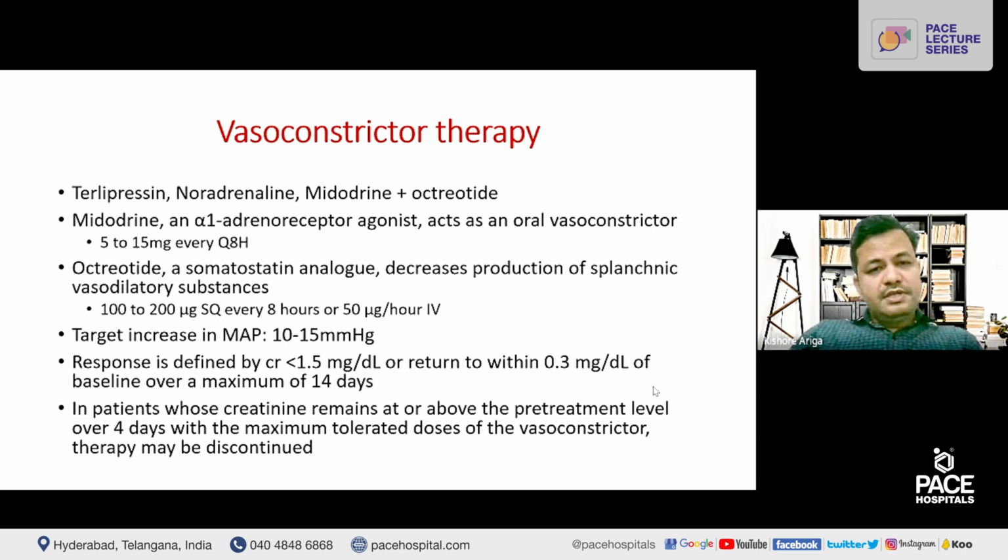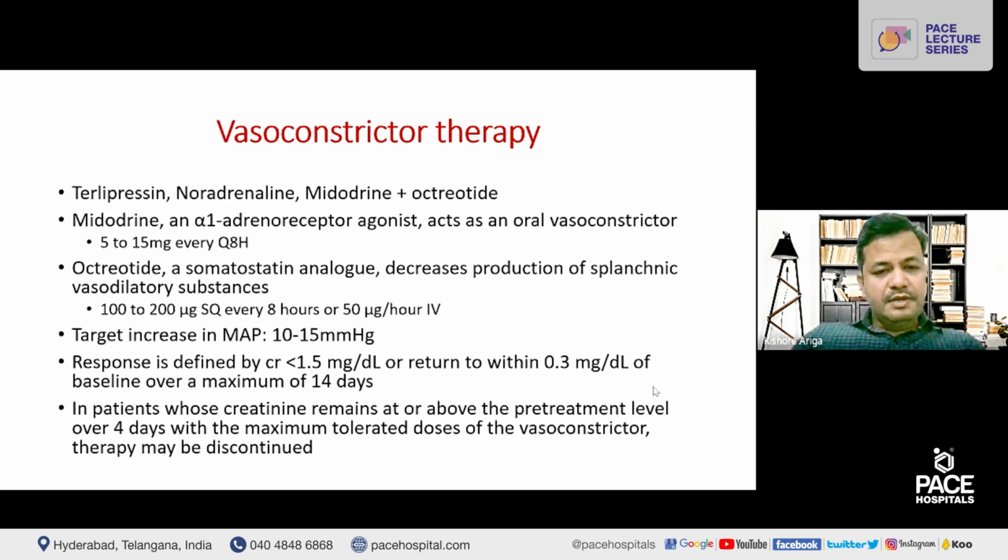Coming to vasoconstrictor therapy, normally we use terlipressin, noradrenaline, and midodrine plus octreotide. Midodrine is an alpha-1 adrenergic receptor agonist which acts as an oral vasoconstrictor. Dose is usually 5 to 15 milligrams every 8 hours, and it can be titrated. Octreotide is a somatostatin analog. It decreases the production of splanchnic vasodilatory substances, and the dose is 100 to 200 micrograms subcutaneously every 8 hours, or it can be given as an IV infusion.